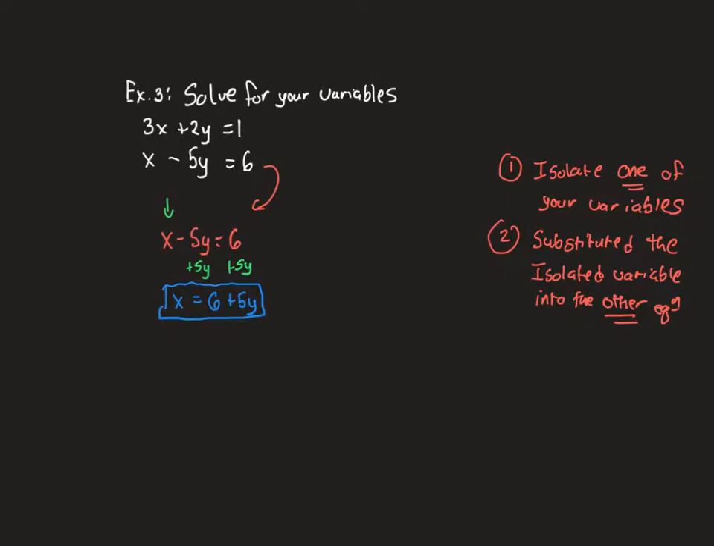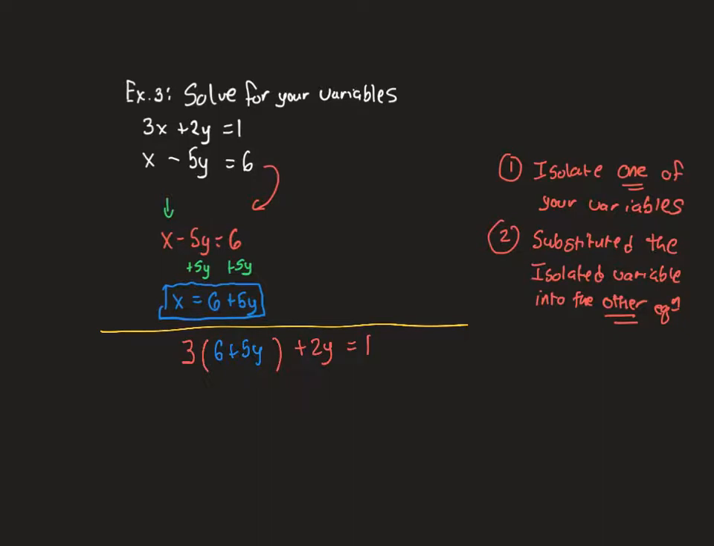Okay, so I would not take this x and plug it back in here. That wouldn't really get you anywhere. You want to plug it back into your second equation, the one that you didn't isolate from. Okay, so let's do that. So I'm going to be subbing this in, so I'm going to have 3, and now in brackets, because there's an x there, I'm going to change that into 6 plus 5y. Notice I'm using the same color. Okay, plus 2y is equal to 1.